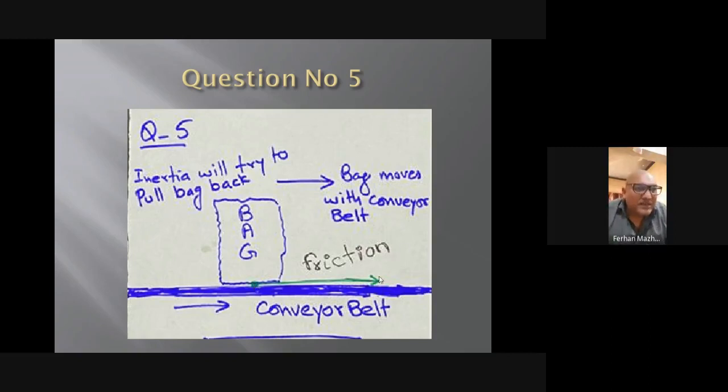So the friction will be towards right. So the friction between the surface of the bag and the surface of the conveyor belt will be towards the right. So you see here, the conveyor belt is moving towards the right. The bag with the conveyor belt is going towards the right, and the friction acting between the bag surface and the conveyor belt surface is also towards the right. And the reason is it is trying to oppose the force which is produced by the inertia.